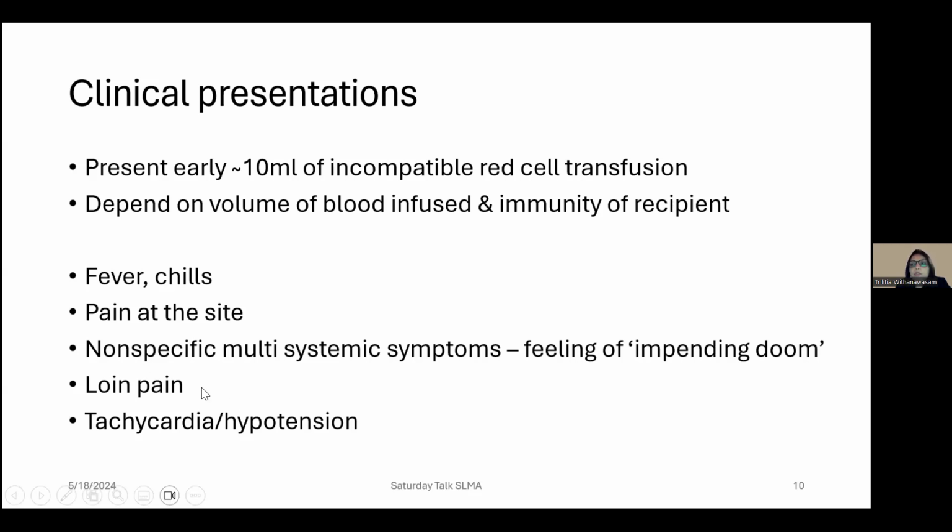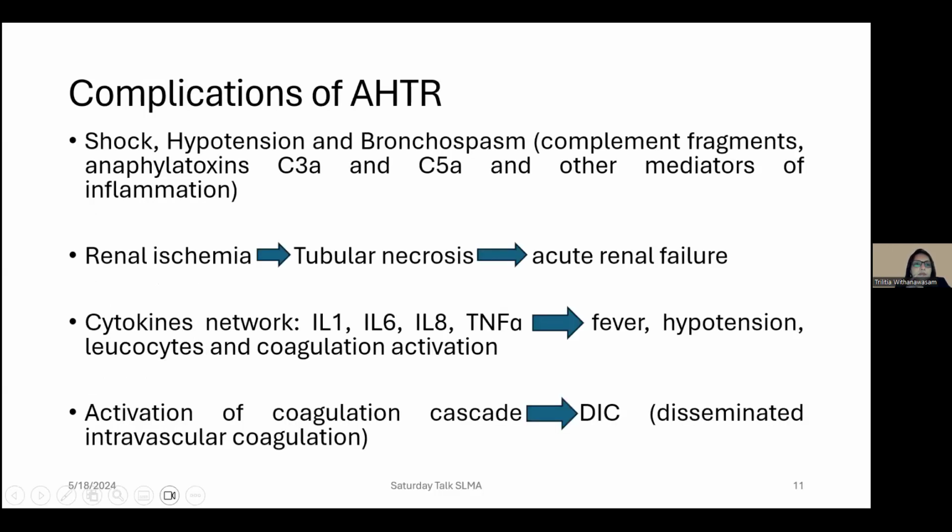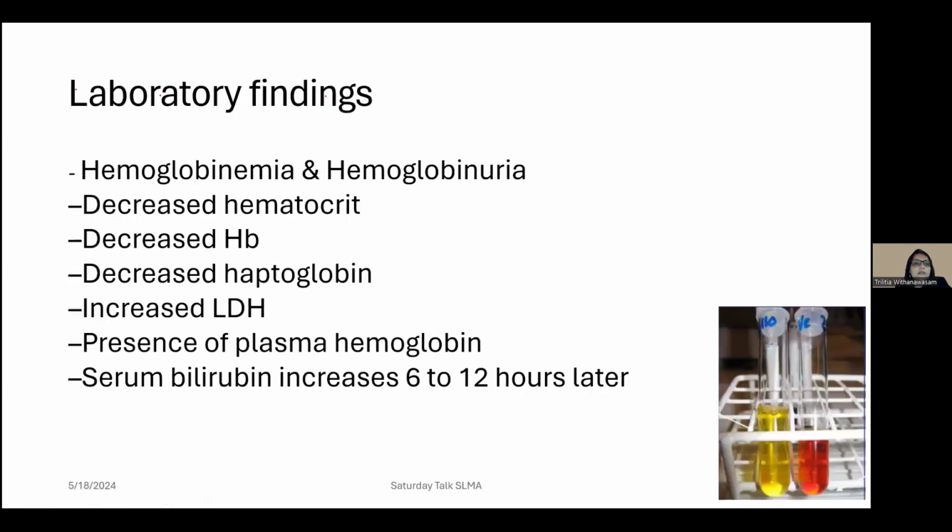Loin pain could be due to inflammation of the kidneys, where the encapsulated area is expanding, which causes loin pain and back pain. Tachycardia and hypotension can also occur due to complement activation. And as I mentioned, the complications of acute hemolytic transfusion reaction can be this much: shock, hypotension, and bronchospasm. We now know the pathophysiology. Renal ischemia can cause acute renal failure, cytokine network activation can cause fever and hypotension, and coagulation activation can ultimately cause disseminated intravascular coagulation.